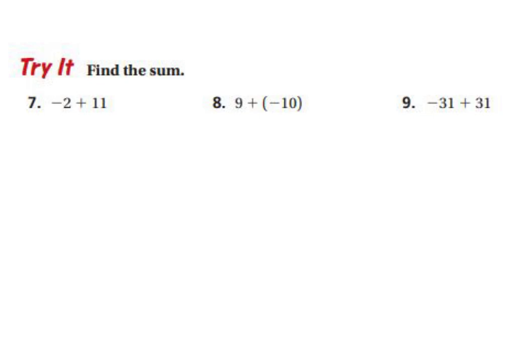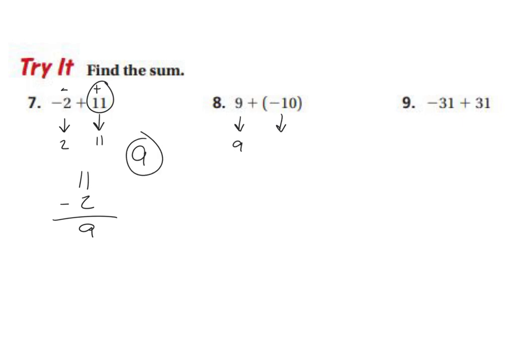All right, let's see. So I have negative 2. The absolute value of that is 2. Absolute value of 11 is 11. 11 minus 2, since these have opposite signs, is 9. 11 is the greater absolute value. It was positive. This is positive 9. Absolute value of 9 is 9. Absolute value of negative 10 is 10. These have two different signs. 10 minus 9 is 1. 10 is the greater absolute value. It was negative, so my answer is negative 1.